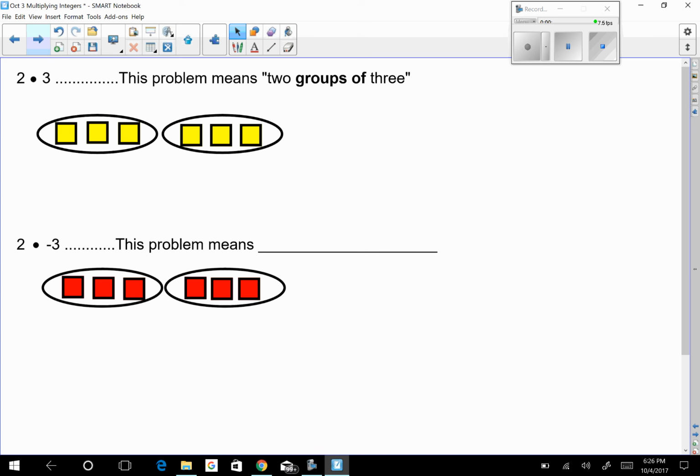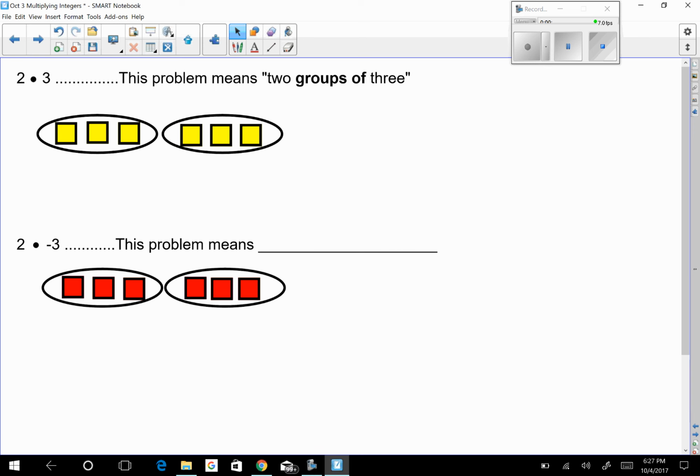So our first model here is 2 times 3. We have to really think about what 2 times 3 means. It means 2 groups of 3. Whatever number comes first, that's your groups. Whatever number comes second, that is what is in each group. So we need 2 groups of 3. So we have 3 positives because it's positive 3, and we have 2 groups of that because it said we needed 2 groups of it.